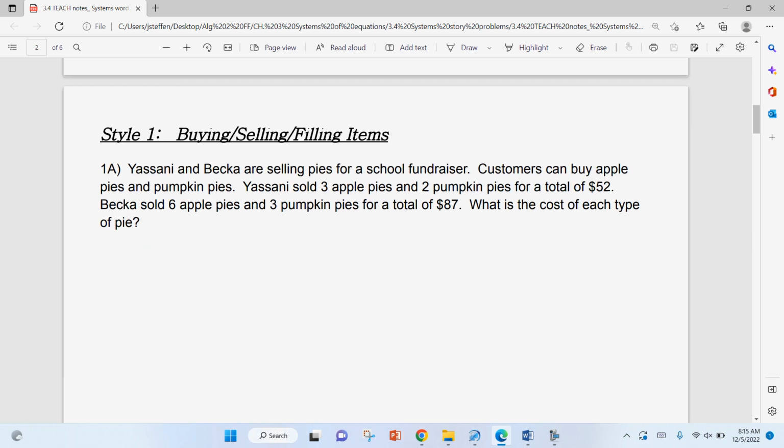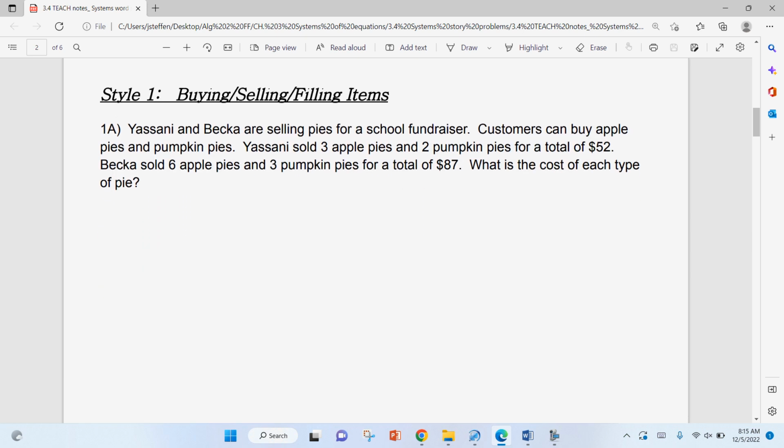Okay. So number 1, the first one is when you're buying, you're selling, or you're filling items. And you'll see these examples here in a second. So number 1A, Yasani and Becca are selling pies for a school fundraiser. Customers can buy apple pies and pumpkin pies. So there's only 2 types of pies they can buy.